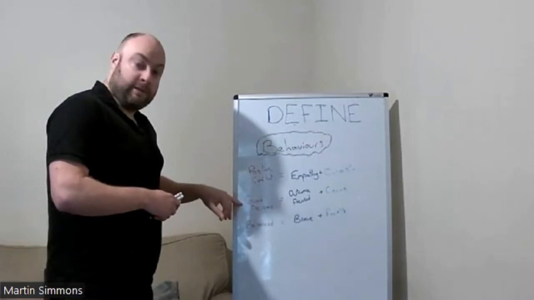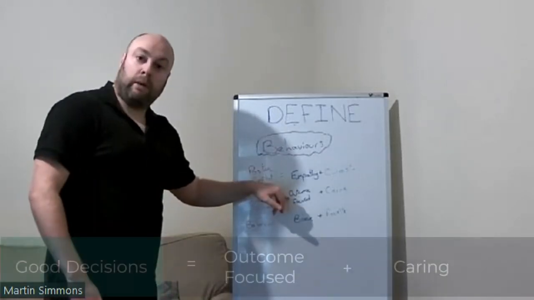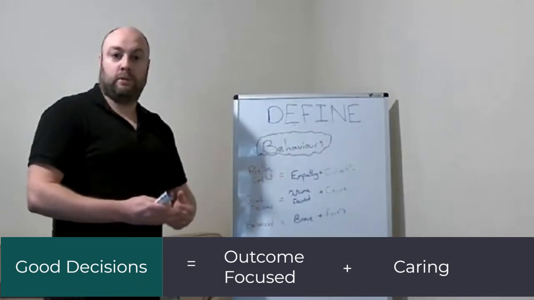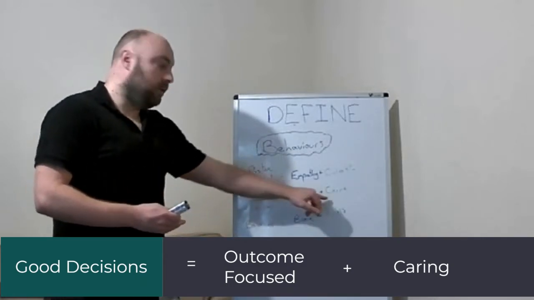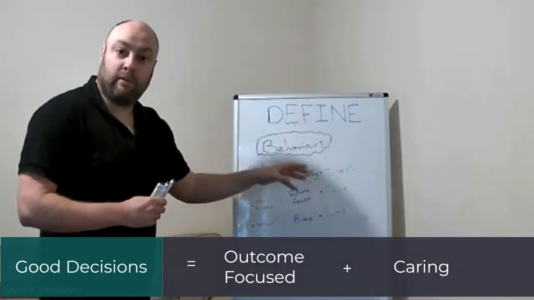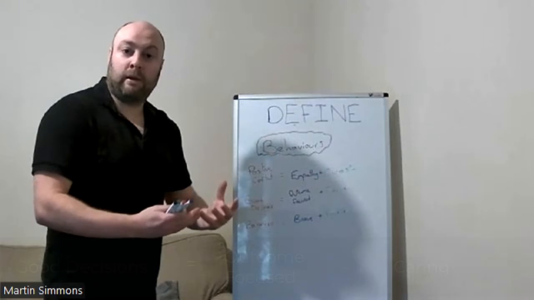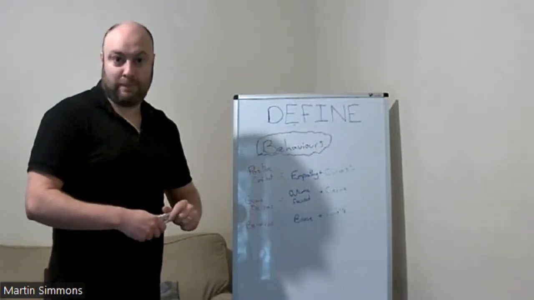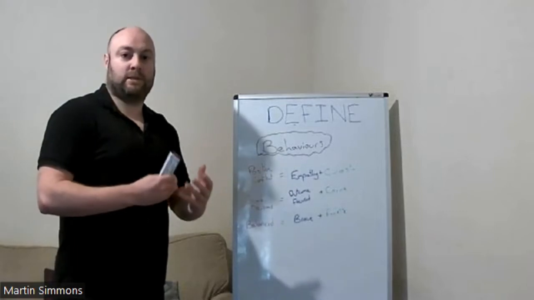We want to make good decisions. So to do that, we need to be outcome focused. We need that vision. We need to be able to see what we're trying to achieve. But we also need to be caring about people's perspectives, the roots of where their opinions are coming from, giving them the time and, more importantly, the space to understand the decisions, to think about them.